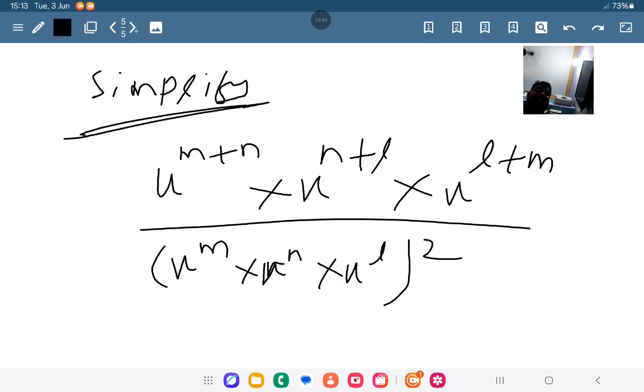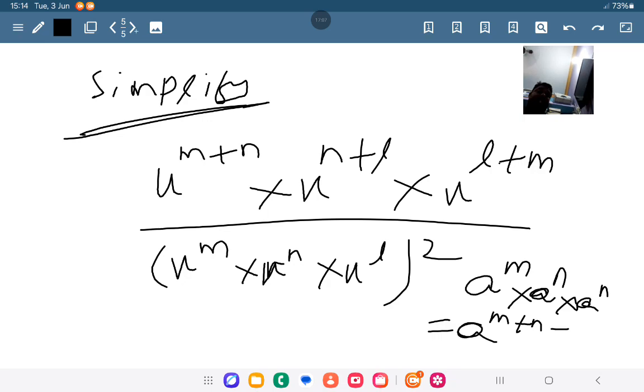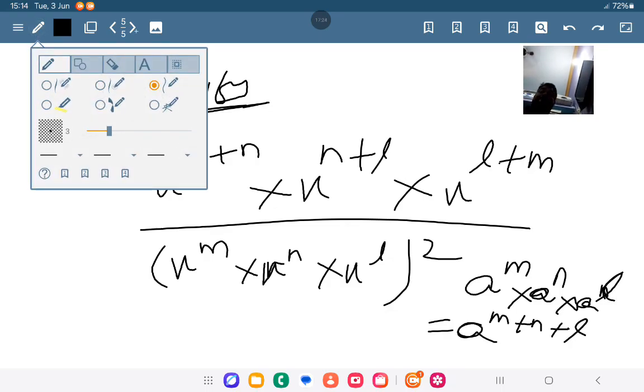Here the bases are equal, x, x, x, and here a multiplication sign is given. Just remember the formula. What will we do now? Now we have to add these powers. I have already told you, a to the power m into a to the power n is a to the power m plus n. Here the bases are equal and we are going to multiply them, so as per the formula, their powers will be added. Similarly, you have to do this.